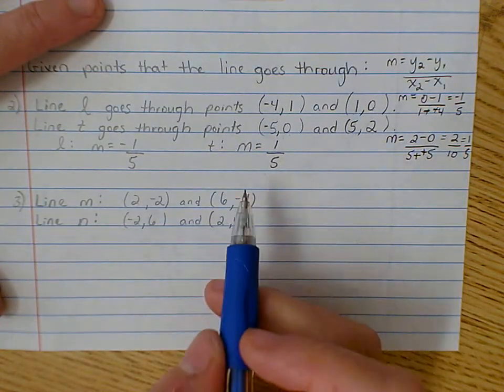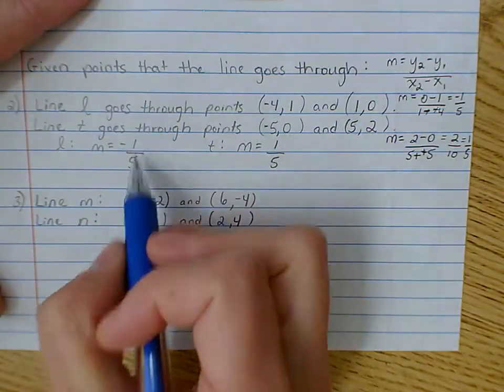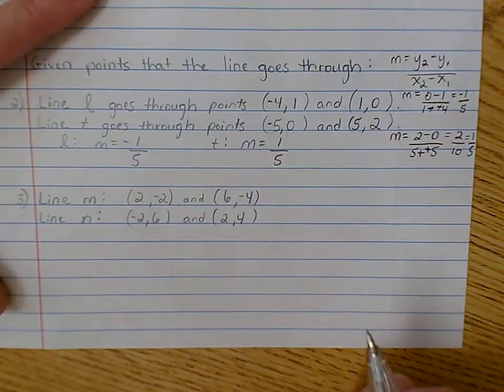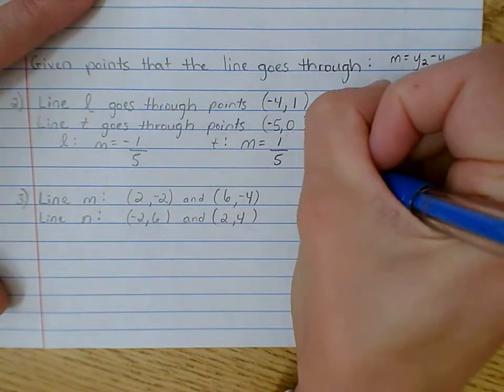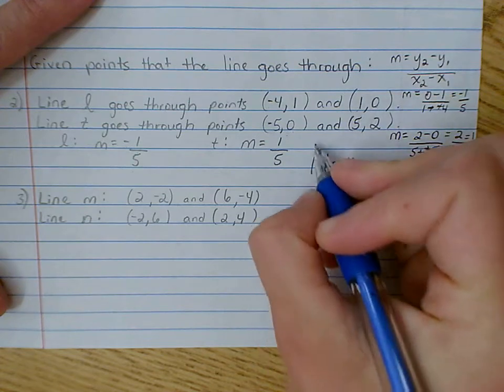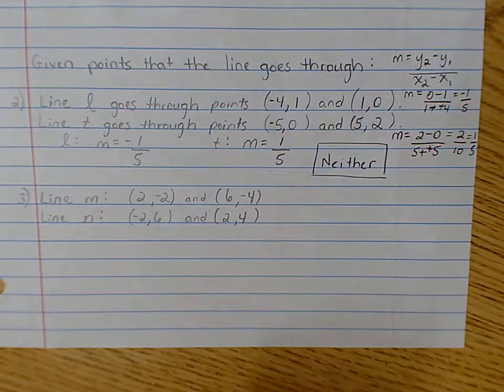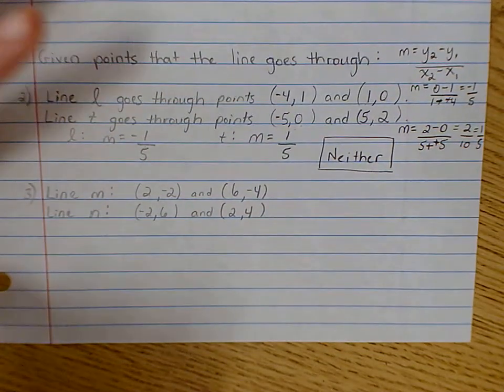Perpendicular, remember, they have to have different signs, but then they have to be flipped from one another. And notice they're not flipped, so they're not perpendicular. So then this one would be neither. These lines would neither be parallel nor perpendicular. They would be what's called intersecting. They would just cross. Okay, so let's do one more of those.